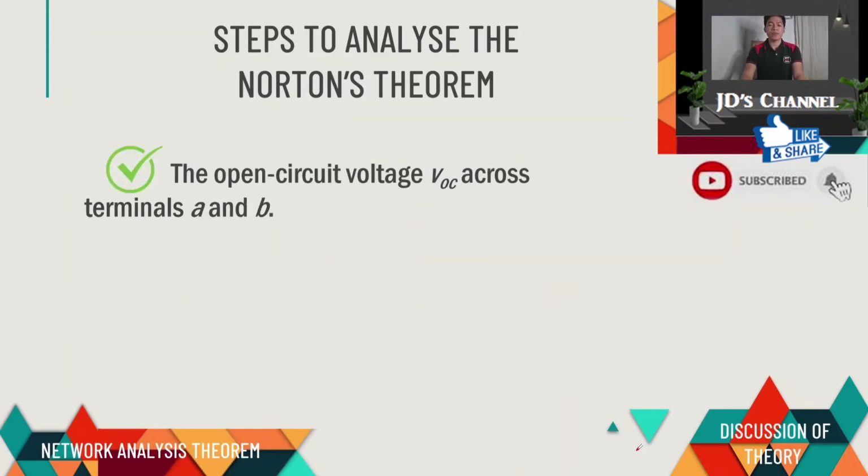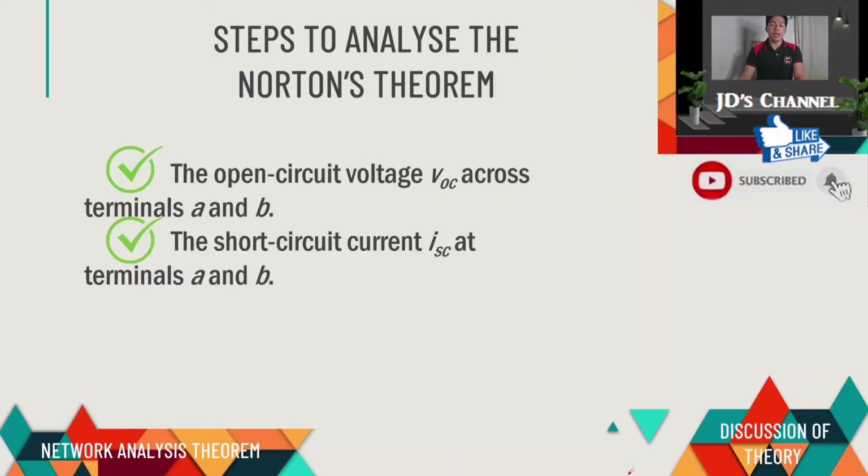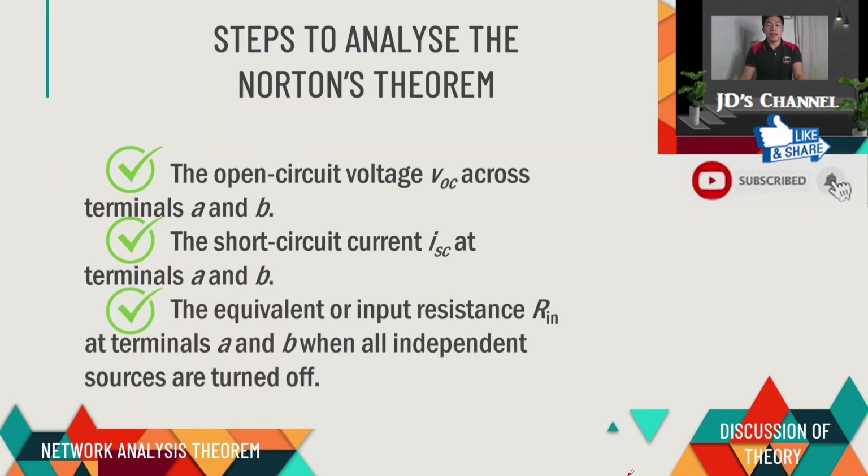First, we need to find our open circuit voltage, or VOC, the voltage at terminal AB when it is open. Secondly, the short circuit current at terminal AB, once we short the circuit. And lastly, the equivalent or input resistance, our Rin, at terminal AB when all independent sources are turned off.